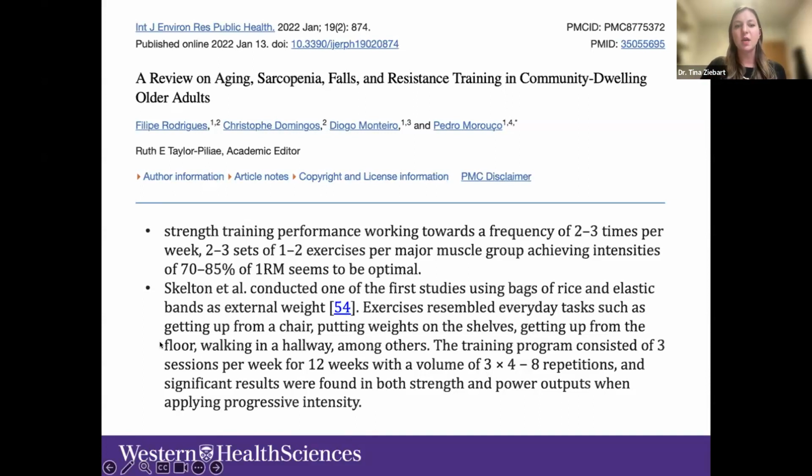And so again, this last blurb here is just looking at the types of exercises that were performed. So using exercises that resembled everyday tasks, such as getting up from a chair, putting weights on the shelves, getting up from the floor, walking in the hallway. So very functional types of exercises, but doing those types of exercises 3 sessions per week for 12 weeks at 4 to 8 repetitions showed increases in strength and power, provided there was some progressive intensity. A really great way to help increase strength and function to help reduce the risk of falls, especially in the home.